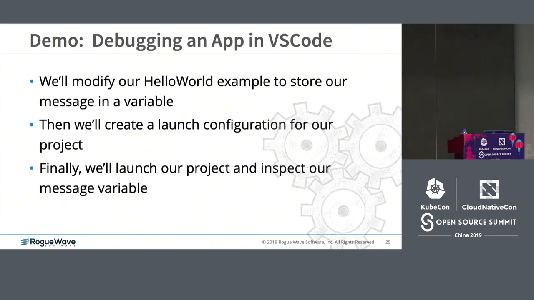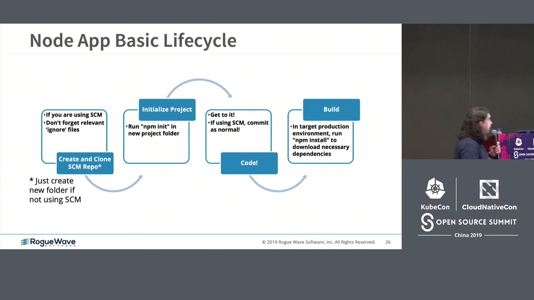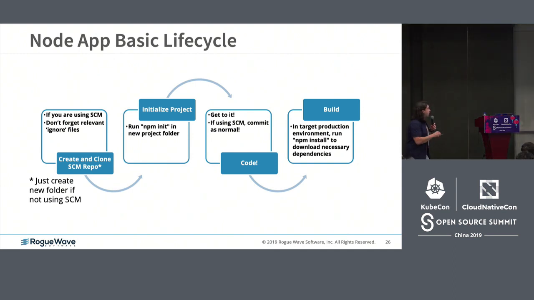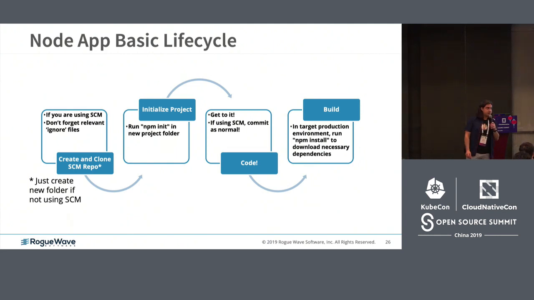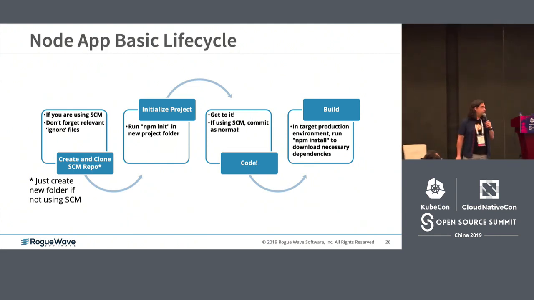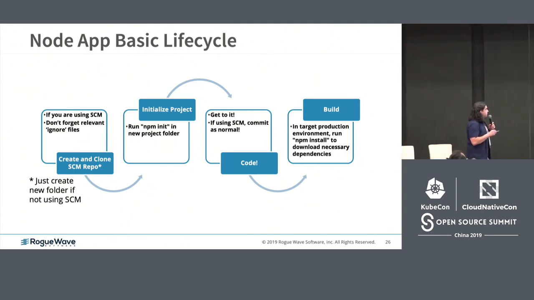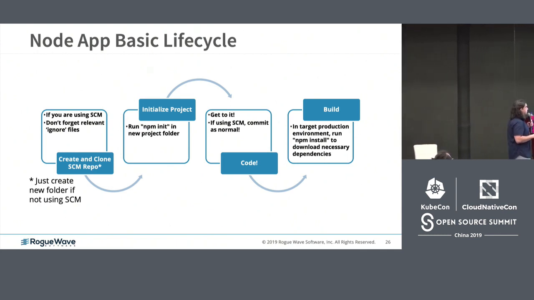And now we've had a little preview of what we can do in terms of our debugger in our IDE. So this is the basic lifecycle of a Node app. We're going to create and clone an SCM repo, hopefully. Again, hopefully we're using source control like good people, right? But if not, you can just create a folder. If you're going to use Git, set up your ignore files and whatnot.